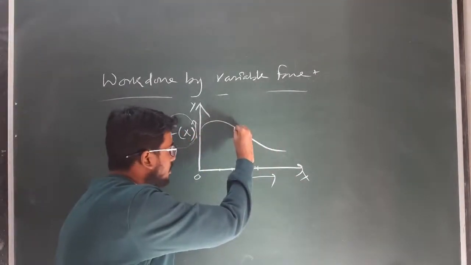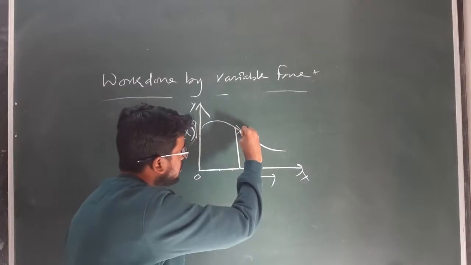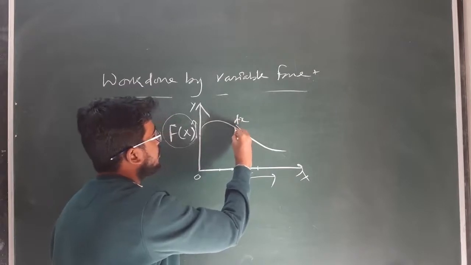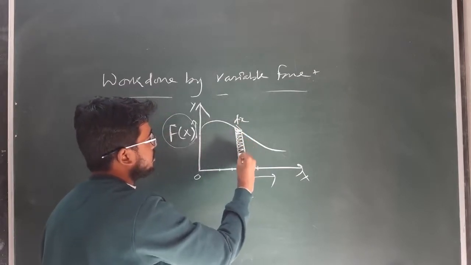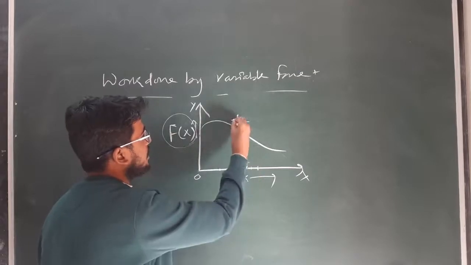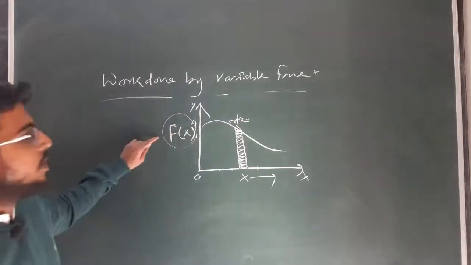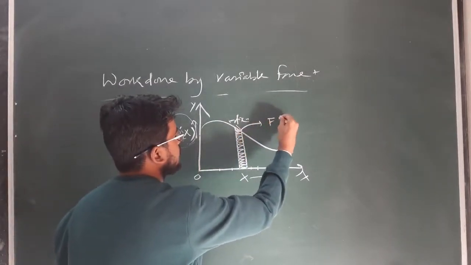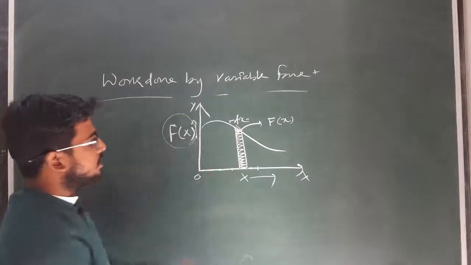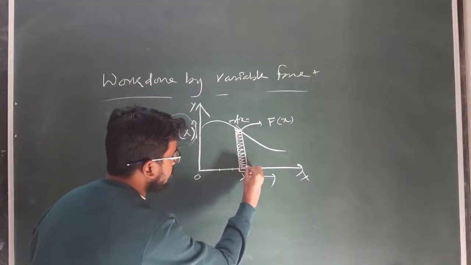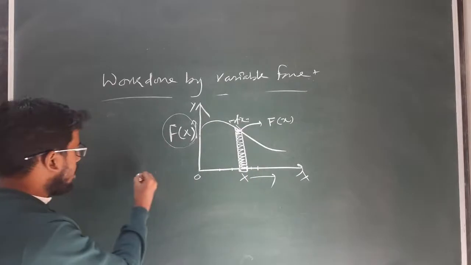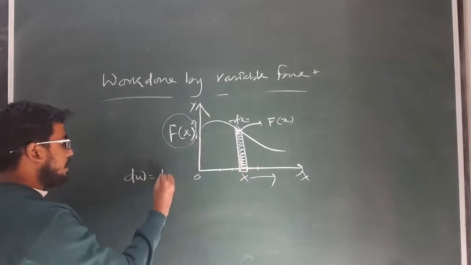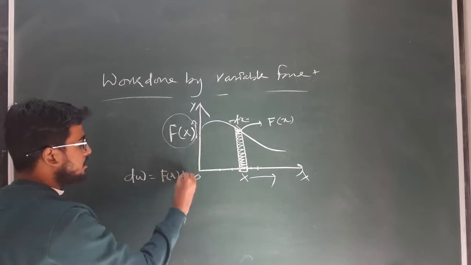So let us consider a very small portion of width dx, due to which the applied force remains constant. Clear? Let for this small region the value of force be f of x, which is constant with respect to this small portion of width dx. Then what is the amount of work done dW due to that small displacement dx? This can be written as f of x dx.